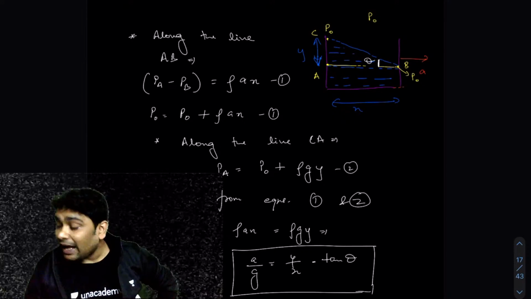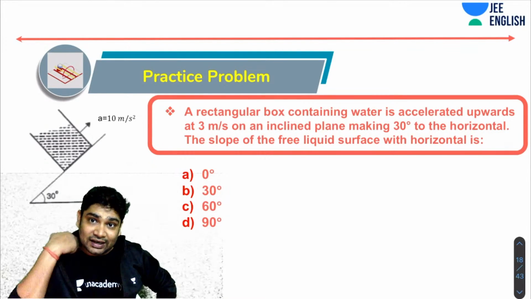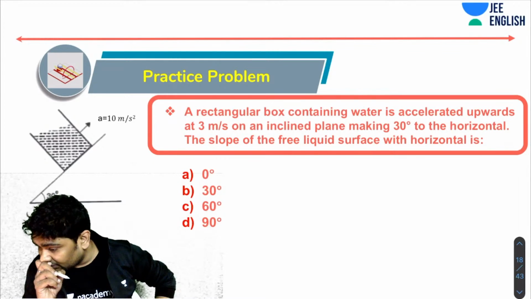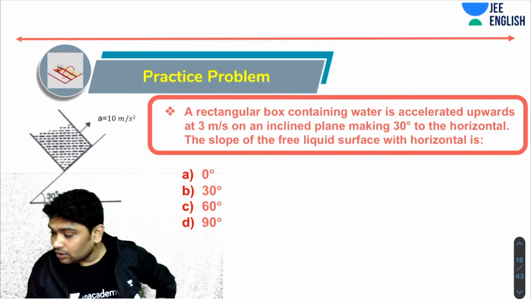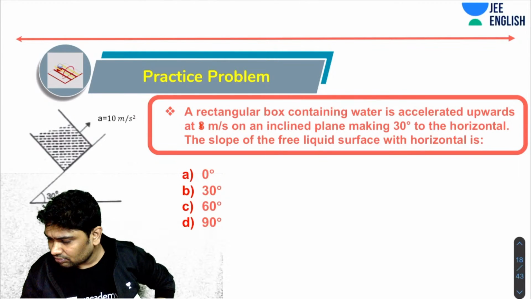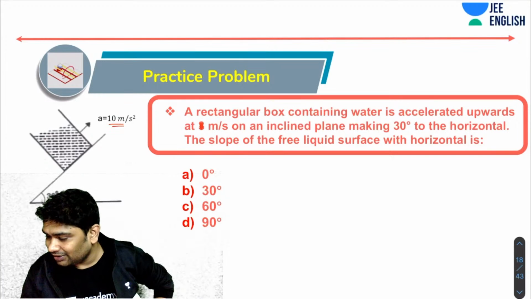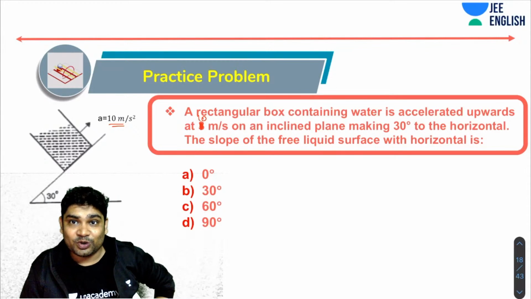Okay. Now why don't we start with some problems? Okay, so I have started with a tricky one now. So here you've been told that a rectangular box containing water is accelerated upwards at 3 meter per second. Okay. So I think there was something wrong with that. I think the acceleration should have been, yeah, 10 as shown here. It was 10 meter per second.